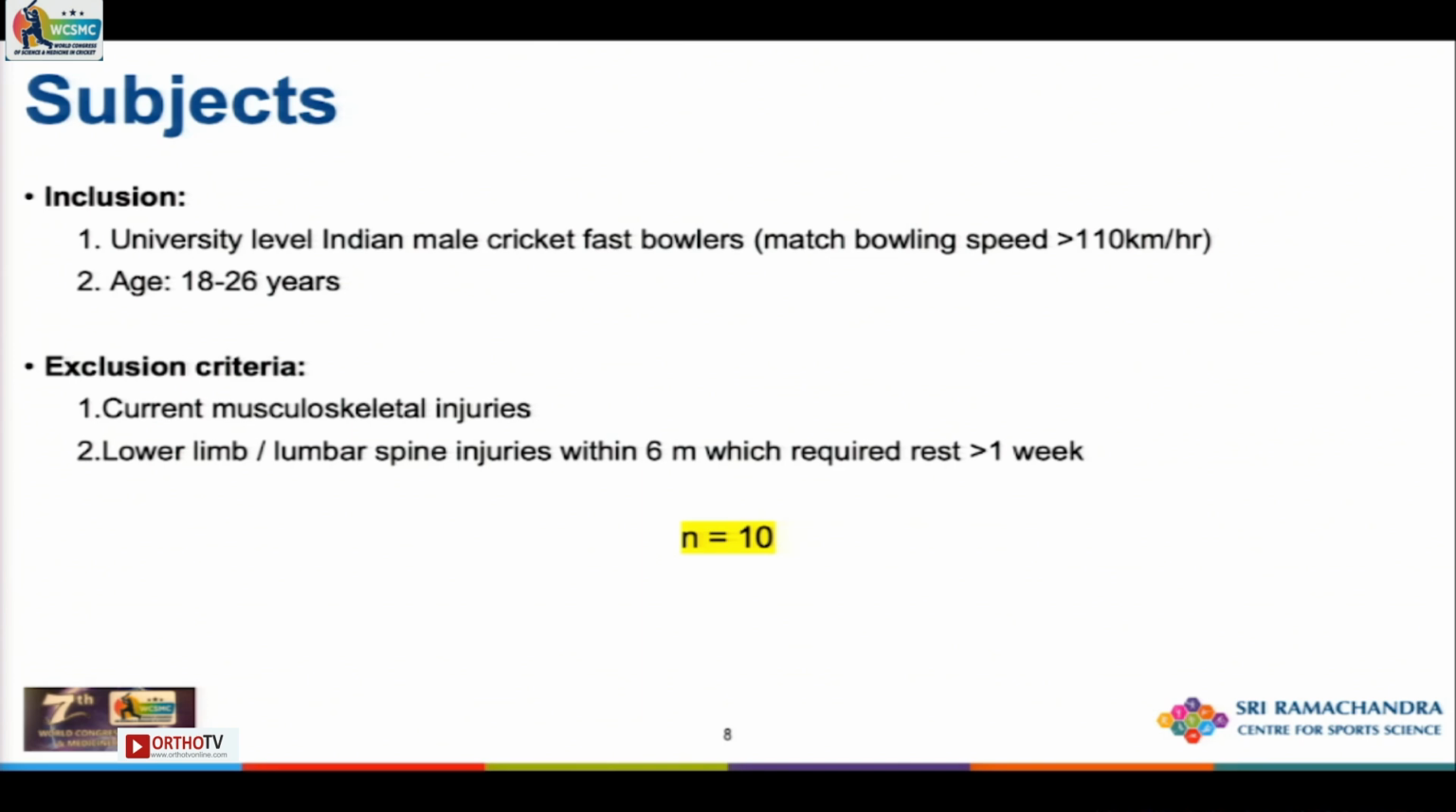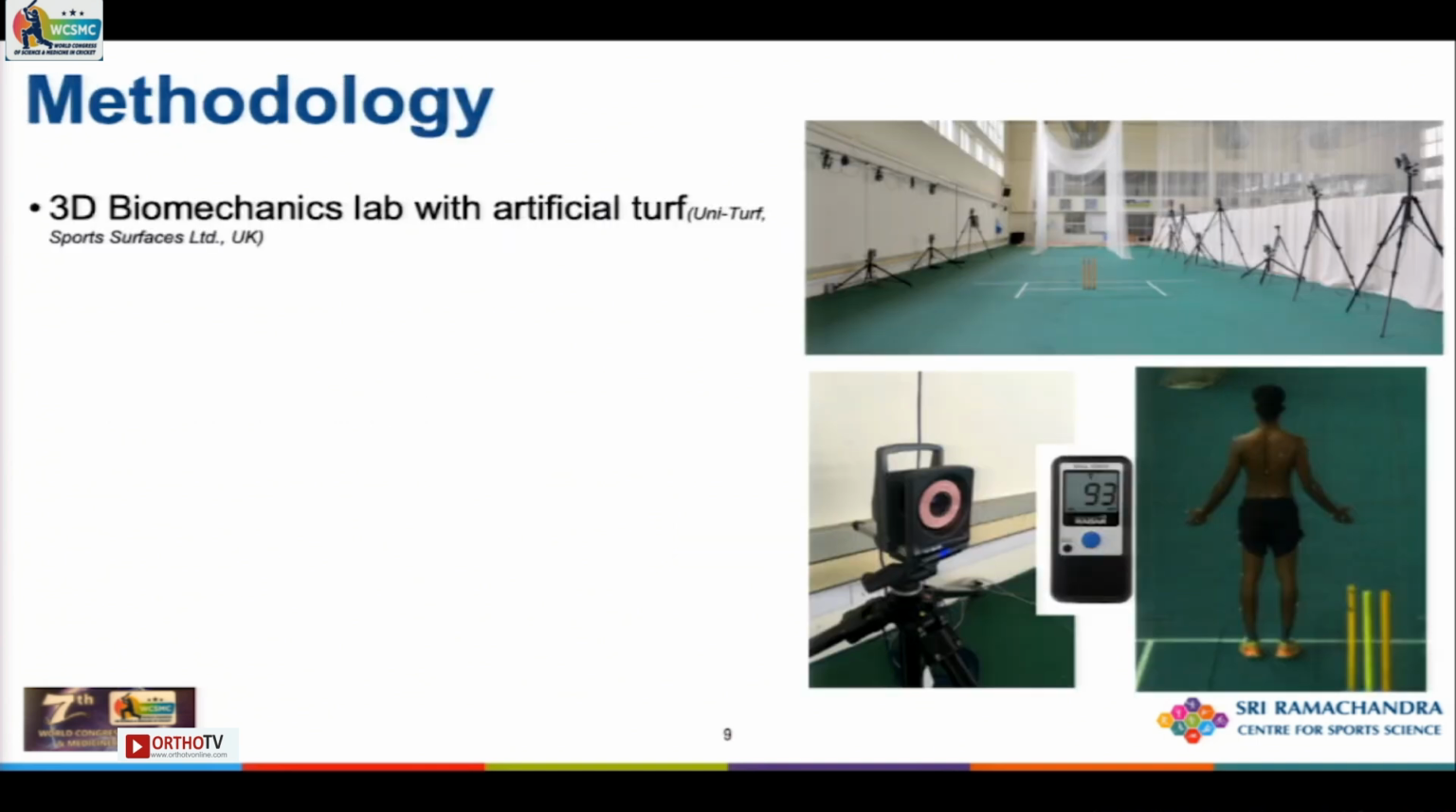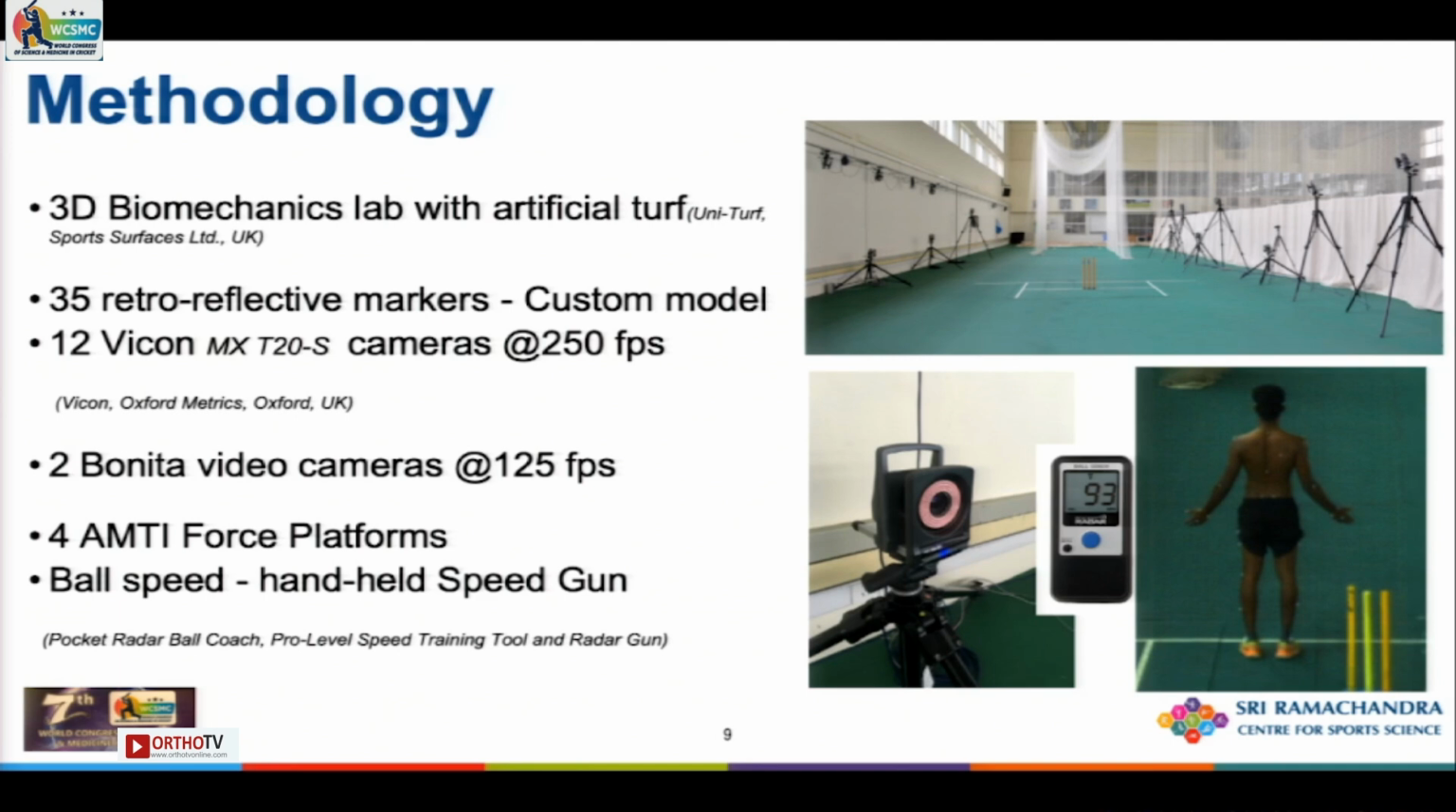We had university fast bowlers as subjects who had no injuries, recent or past, and were bowling consistently above 110 kilometers per hour minimum, in the younger age group of 18 to 26 years. We did this in our 3D biomechanics lab with the standard reflective marker set, with Vicon and Bonita cameras. Though we had force platform data, we didn't account for it for the purpose of this study. Ball speed, as a measure of performance, was measured with a handheld radar gun.